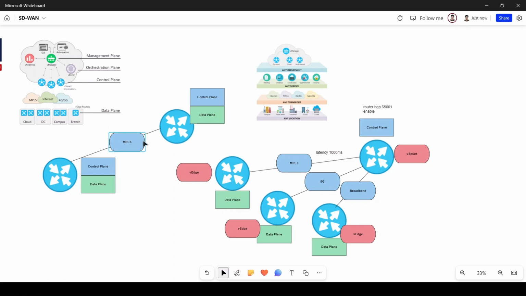So you have your vEdge, it can be a virtual appliance, it can be any kind of virtualized environment running on standard x86 hardware, right? Or on some VMware ESXi machine.